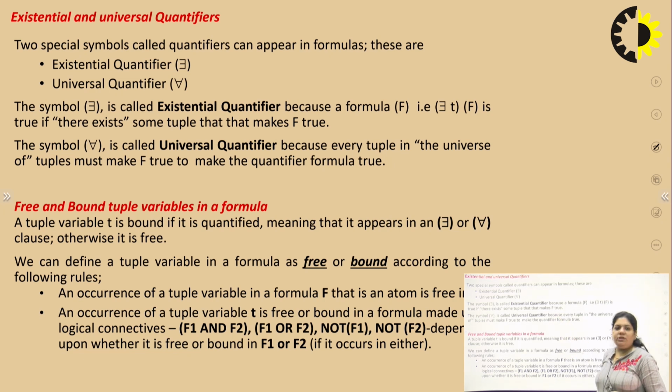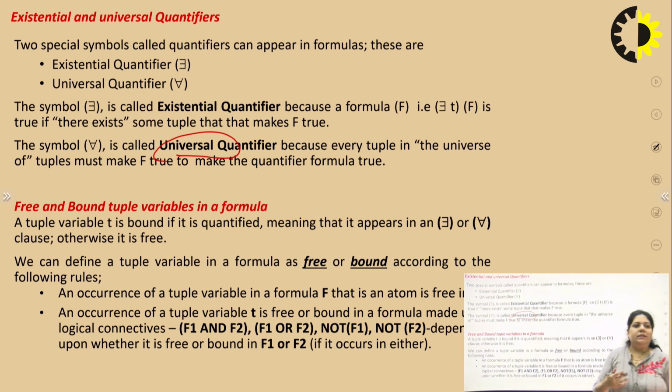So existential formula and universal quantifiers, what are these? These are the special symbols to tell that for every tuple you want to fetch, there exists some tuple, or for every tuple we are talking about. So for every tuple, if we have a specific condition that we want to fetch for every tuple, then we are using the universal quantifier.